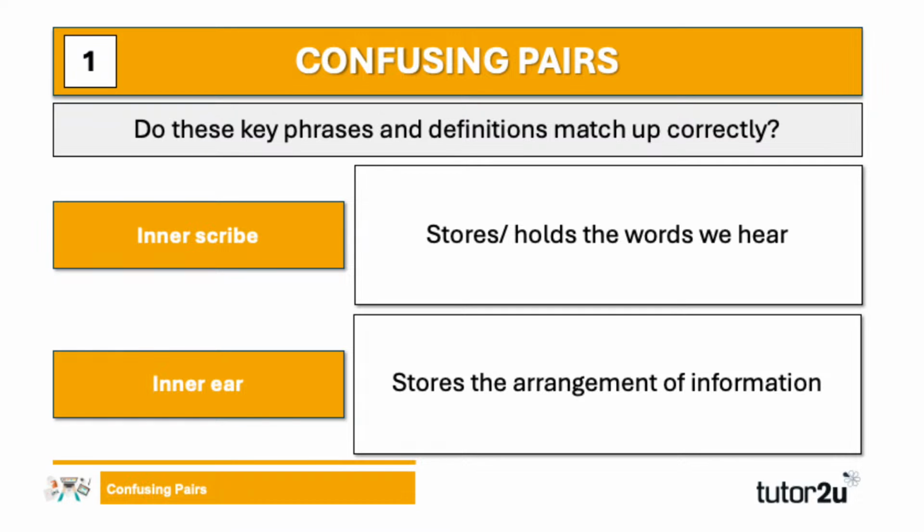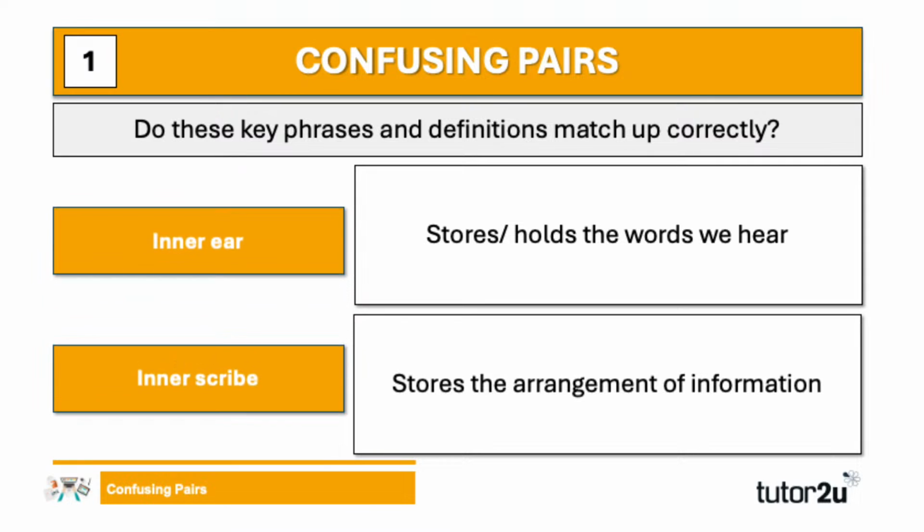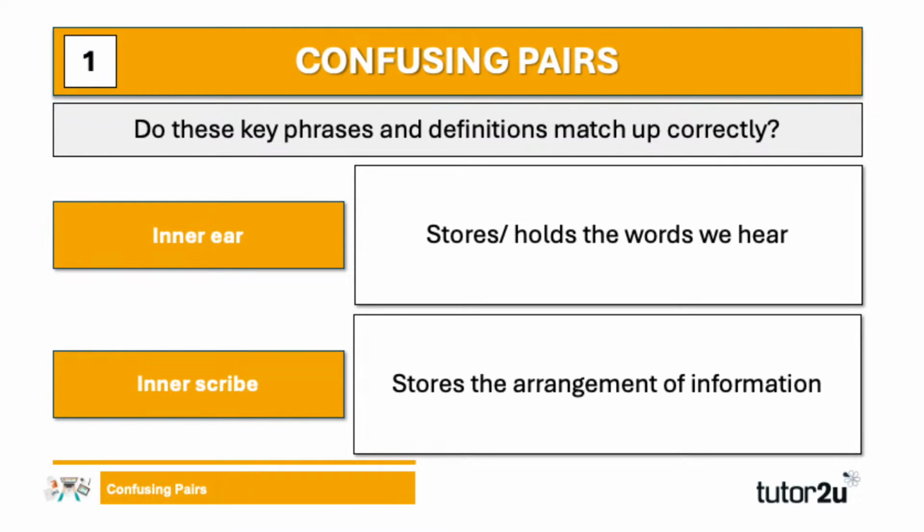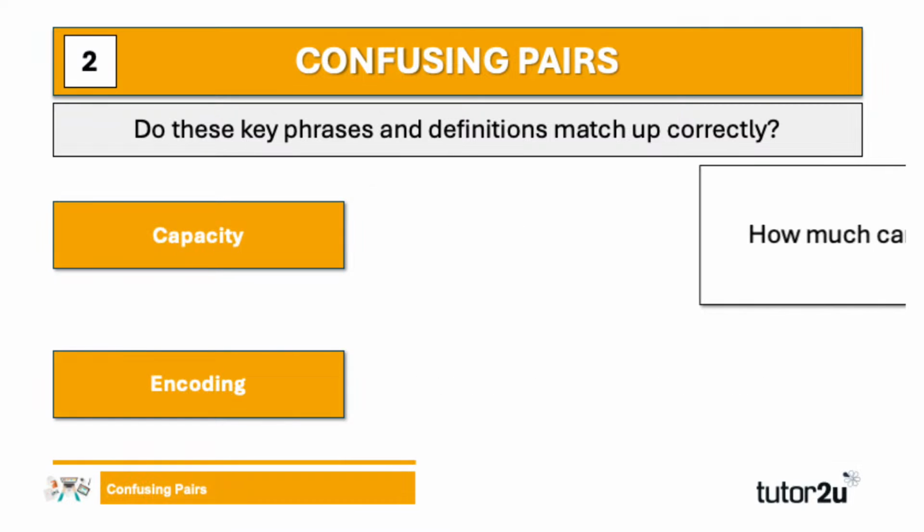So some of us are saying incorrect. I'll just wait for a few more of you to input your answers there. Yep, so Daisy is saying the wrong way round. A lot of us are saying no. You're quite right, guys. So if we reveal the corrections here, inner ear is to do with what we hear, whereas the inner scribe is about the visuospatial sketchpad, specifically our spatial ability, storing the arrangement of that information within our visual field.